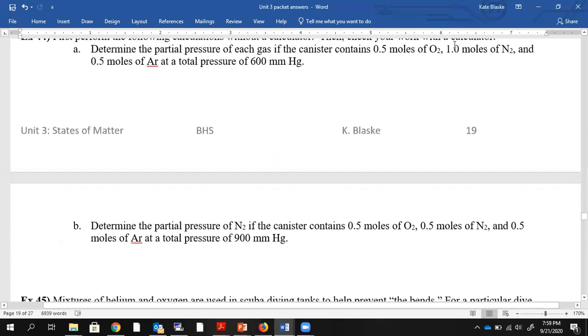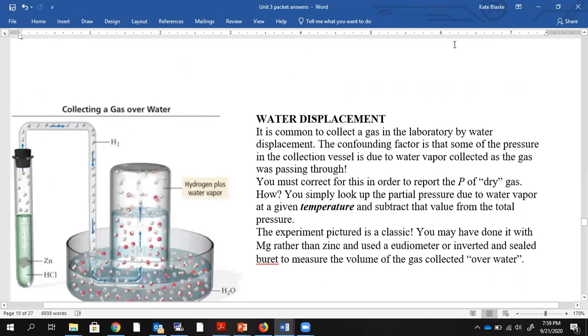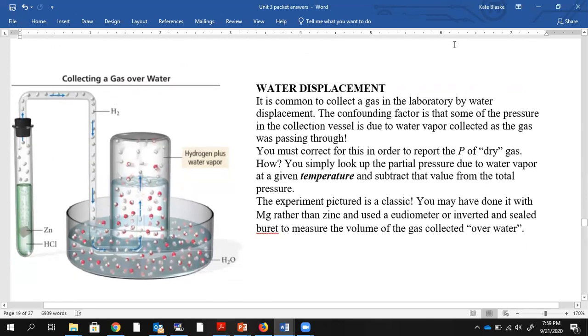The biggest thing that happens with Dalton's law of partial pressure is a very specific type of chemical reaction or experiment that we are actually going to do in class. That is collecting a gas via water displacement.